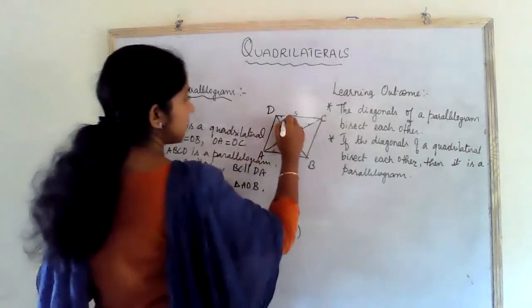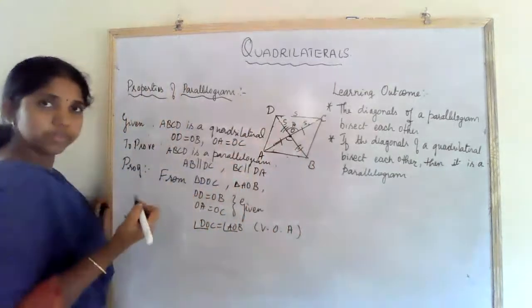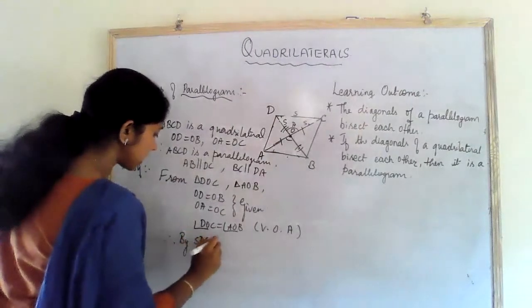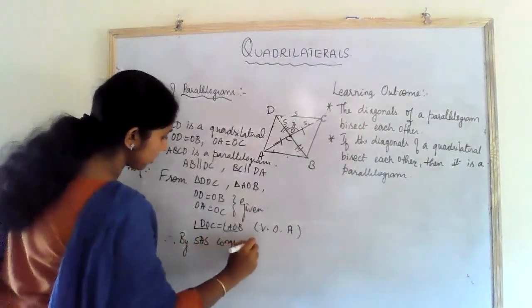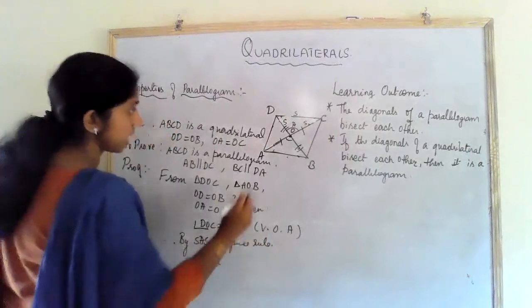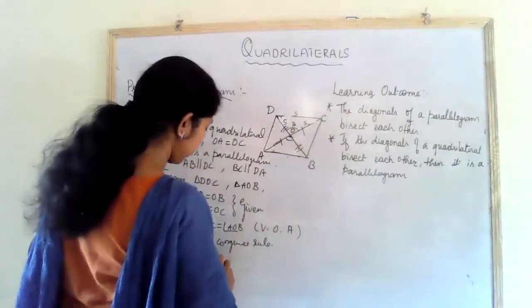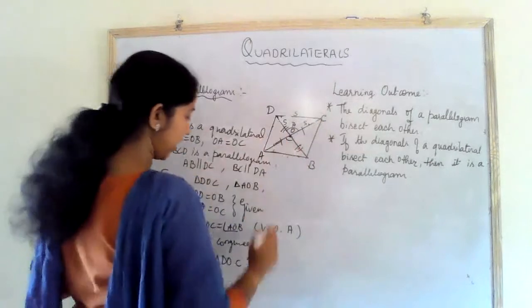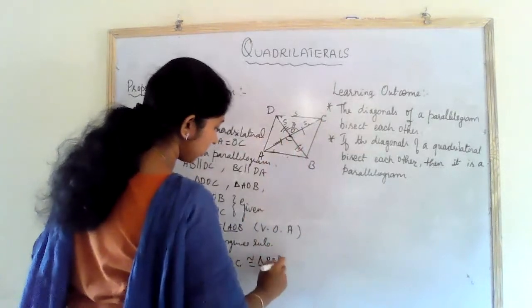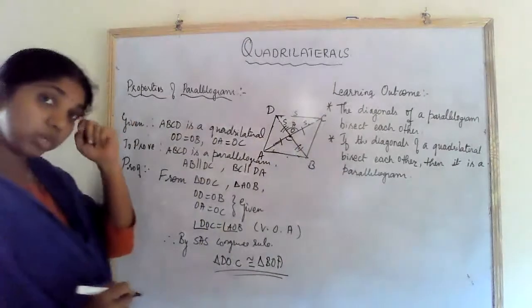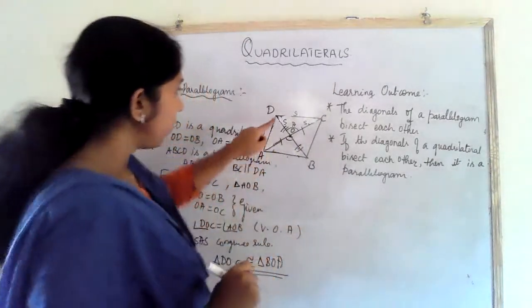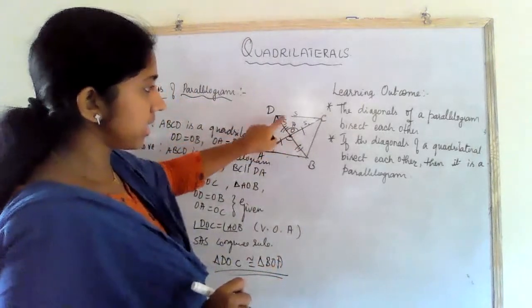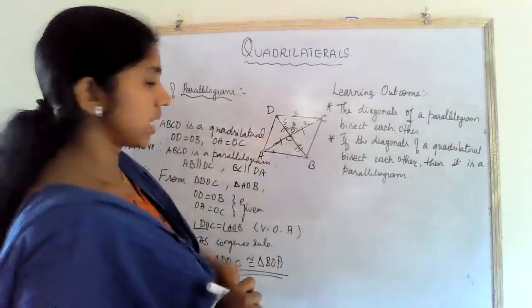So what do we have now? This side, this angle, this side. So which congruence rule? By the SAS congruence rule, triangle DOC is congruent to triangle BOA. Once we prove the congruency, again by CPCT we can prove that the alternate interior angles are equal. This and these two are alternate, and these two are also alternate interior angles.